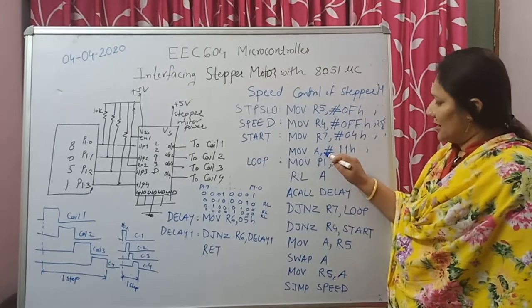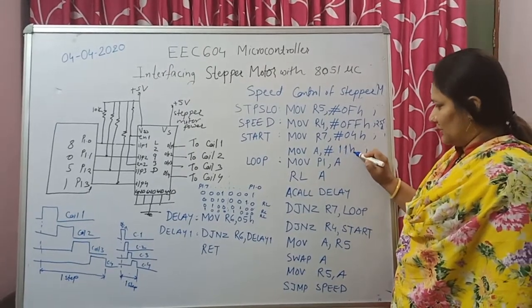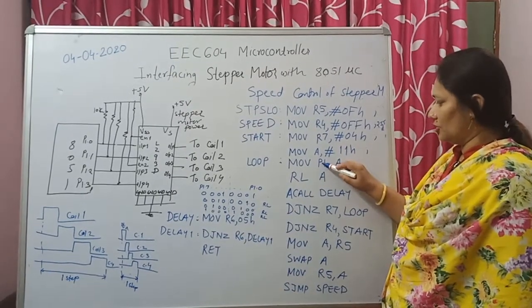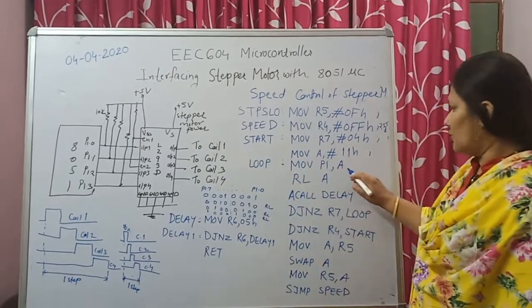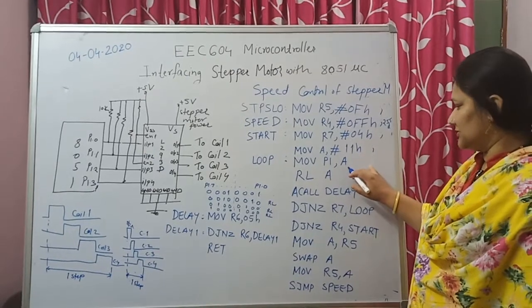Then whatever we are taking in accumulator, that is 11 hex, will go onto the port. We are putting it onto the port so that it is given to the coils. So now initially coil 1 is energized.